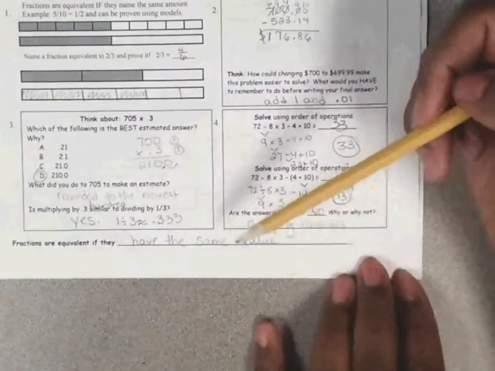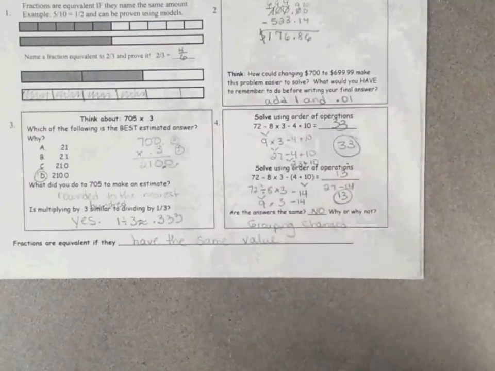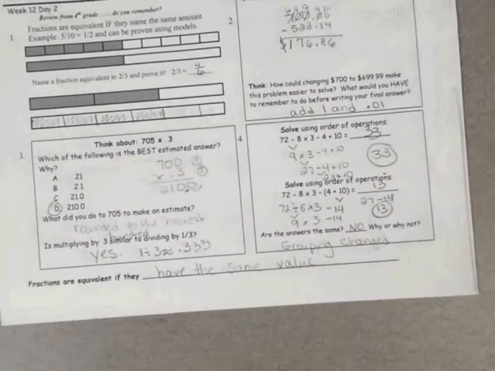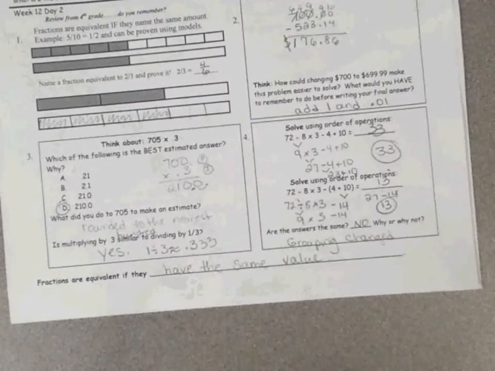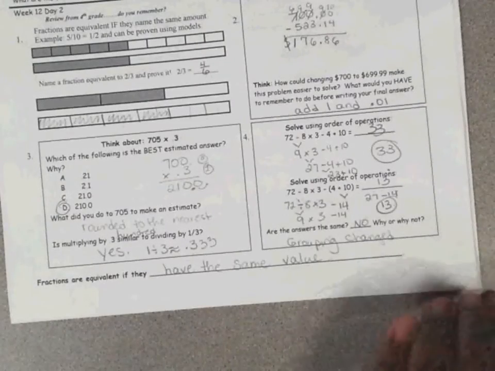Fractions are equivalent if they have the same value. They can have a different numerator and denominator, but they have to have the same value.